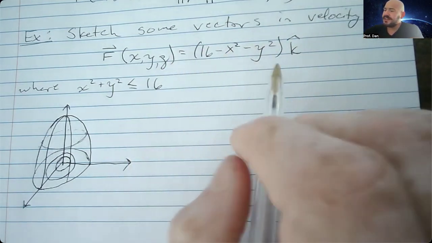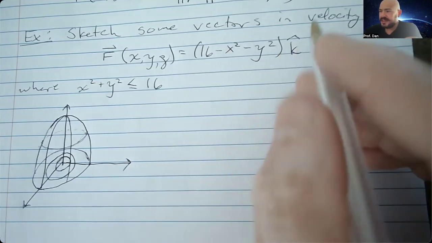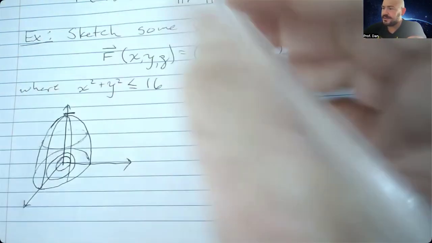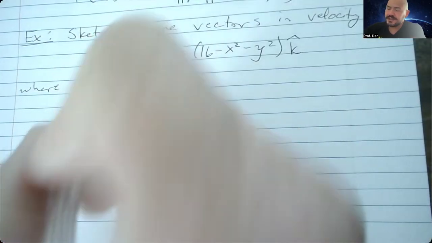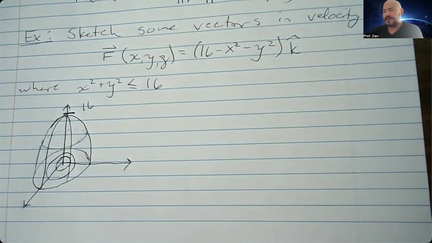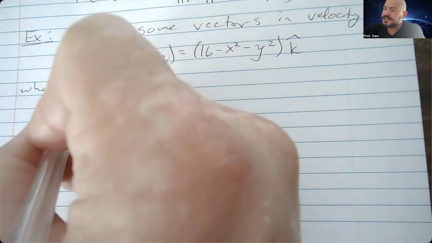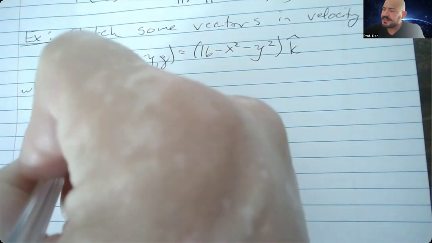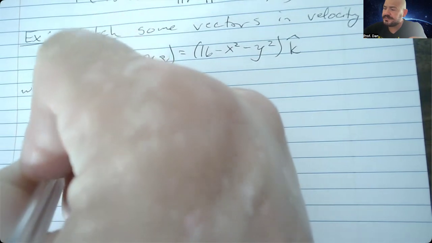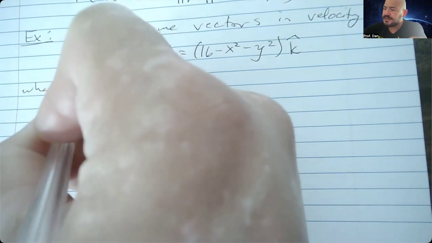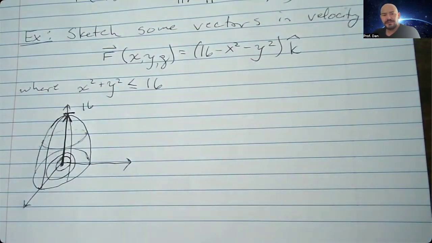The vector that I get would end up being 16k. And because of what we know about the graph for 16 minus x squared minus y squared, we know that the z coordinate at the very top of the paraboloid is 16. So basically this vector from the origin points that way.